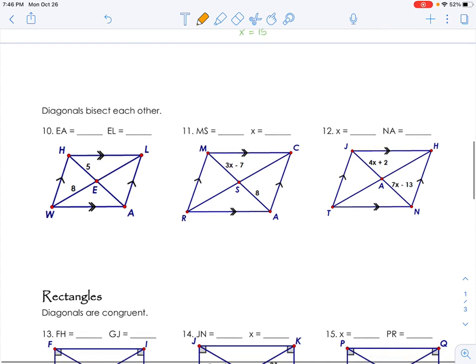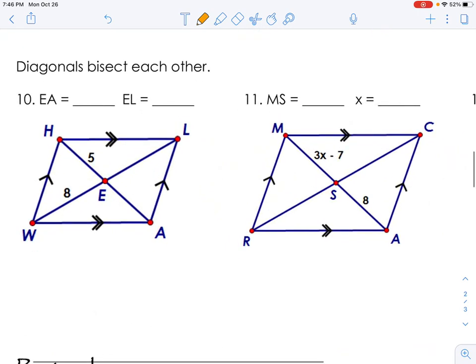The last of the properties specifically for parallelograms that we're going to look at is that the diagonals bisect each other. So looking at number 10, if the diagonals bisect each other, then I know that this line segment here, EA, is congruent to the other half of the diagonal from E to H. So since EA and EH are congruent, and we know EH is 5, then I also know that EA must be equal to 5.